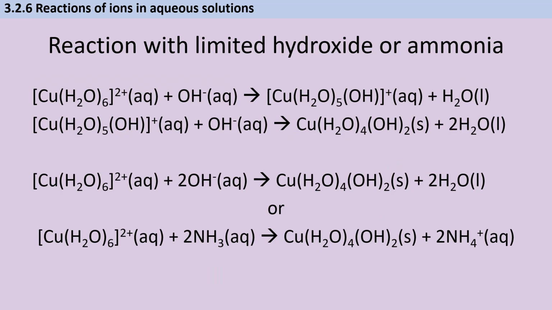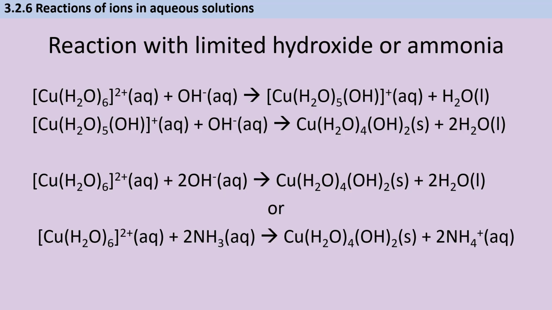To make this slightly more complicated than GCSE, we now write symbol equations with state symbols. For hexa-aqua copper 2+, or hexa-aqua iron 2+, one of the 6 water ligands is replaced by a hydroxide ion. Then another hydroxide ion does another bit of substitution, and we're left with this solid precipitate. This is a partial or incomplete substitution. You're not going to see all of the water molecules being replaced. We can summarise this by joining together the 2 steps to make a single equation.